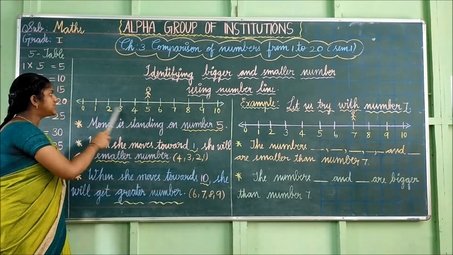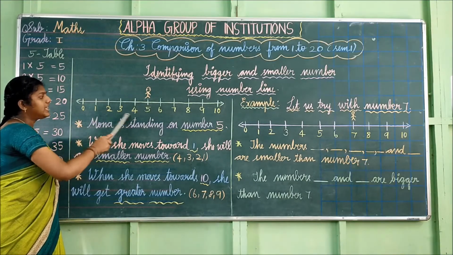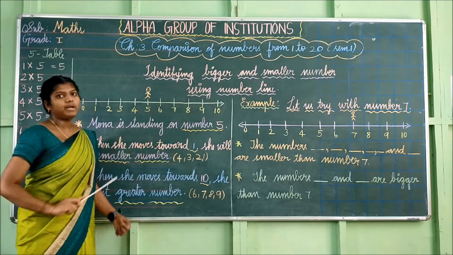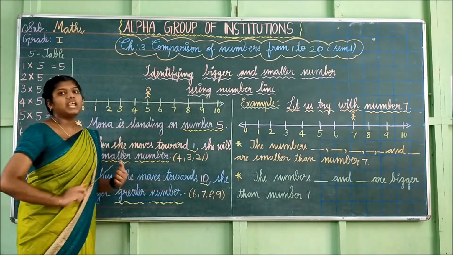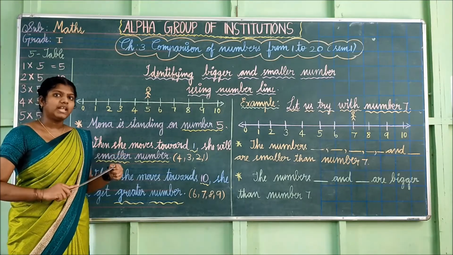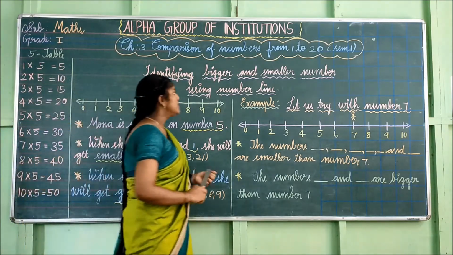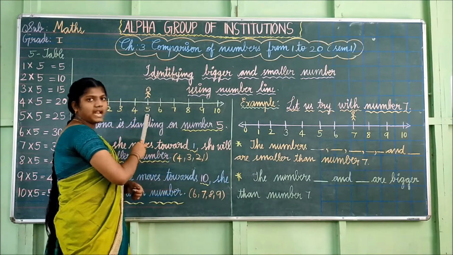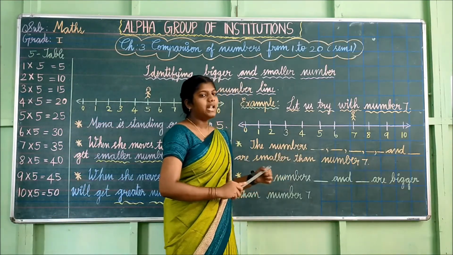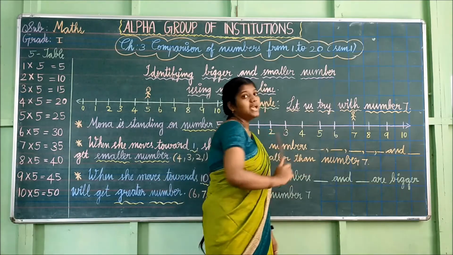So when she moves towards number 1, we will get smaller number. And when she moves towards number 10, we will get greater numbers. Do you understand, children? Now shall we fill an exercise? Okay. So in this sum, she is standing on number 5. But for our example, she is standing on number 7.